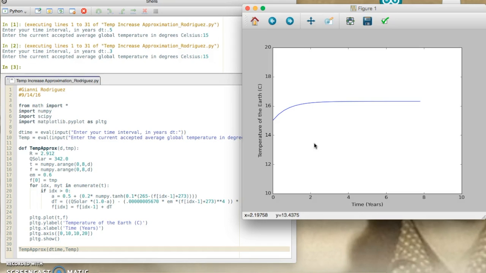So the output graph shows that at time 0, which would be today, 2016, and over 8 years, the temperature of the Earth will increase about 1.1, 1.2. And because this is a basic climate model, it's not quite as accurate. The rest of the textbook that I use, however, shows examples of how you can add on to this program to make the climate model a little bit more complex and a little bit more accurate, because global temperature increases don't affect only emissivity or reflectivity. There are many other factors to consider.